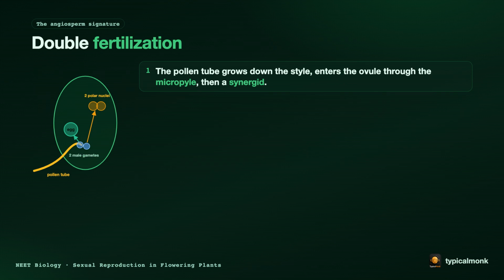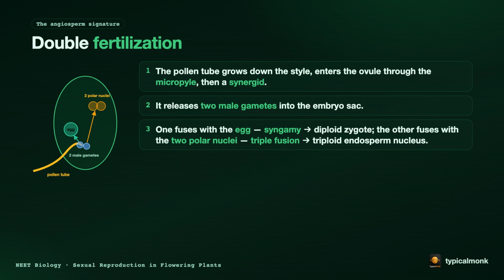Now, the angiosperm signature, double fertilization. The pollen tube grows down the style, enters the ovule through the micropyle, and then enters a synergid. There it releases 2 male gametes into the embryo sac. 1 gamete fuses with the egg. This is syngamy, forming a diploid zygote.